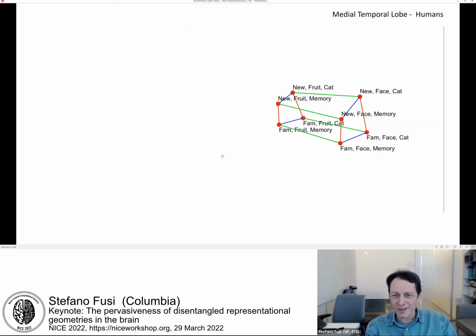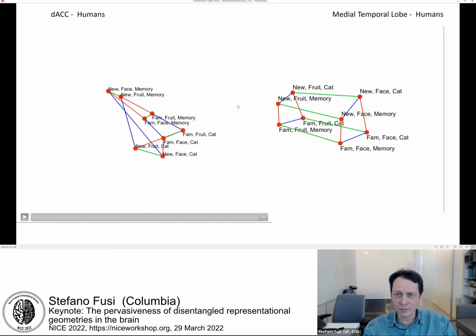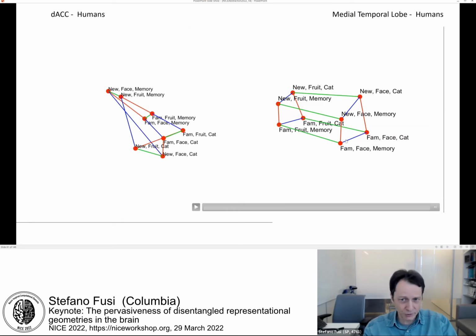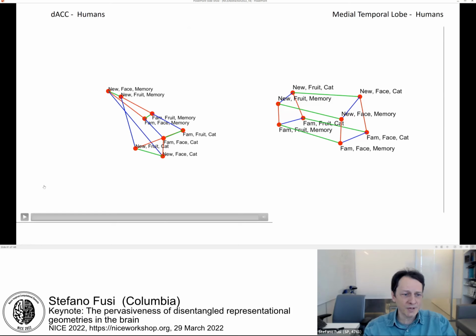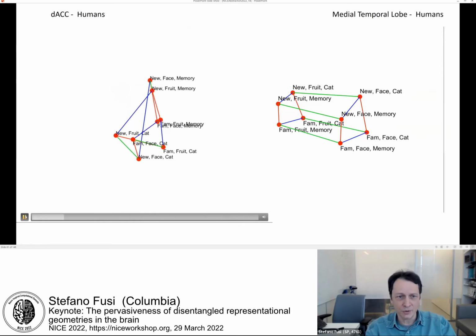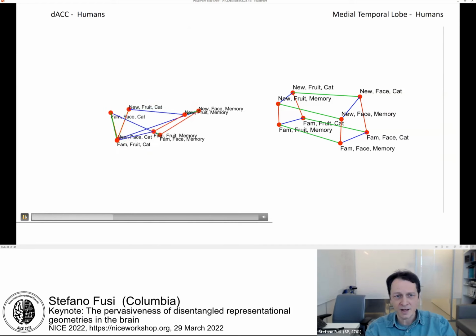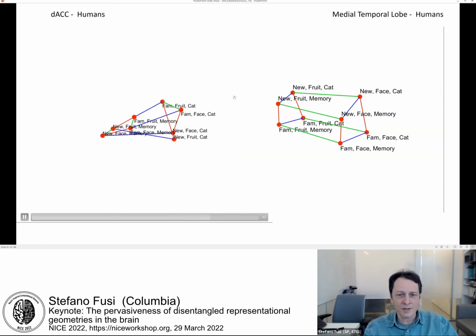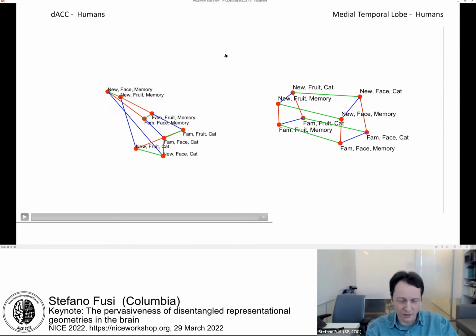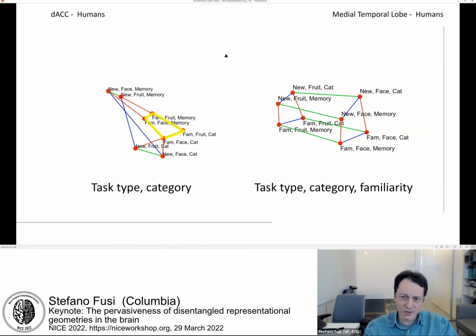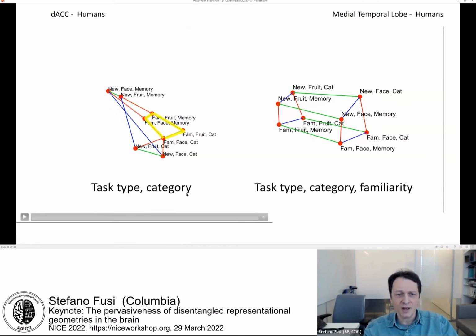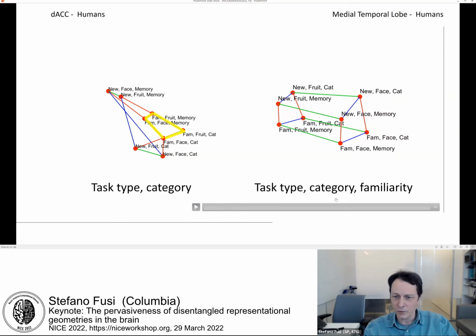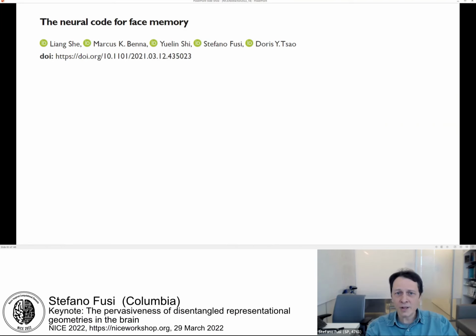Now, you might think that this is almost unavoidable, but it's not. For instance, if you look at a different brain area, this was in the medial temporal lobe, which includes also the hippocampus. Now you look at ACC, and this is the kind of representation you get. Okay, it's again MDS, and you certainly don't have that nice organization. There is still some organization that you can highlight by projecting on a lower dimensional space, but I can just tell you that task type and category are actually disentangled, whereas in the hippocampus, also familiarity is. Okay, so what happens in monkeys?